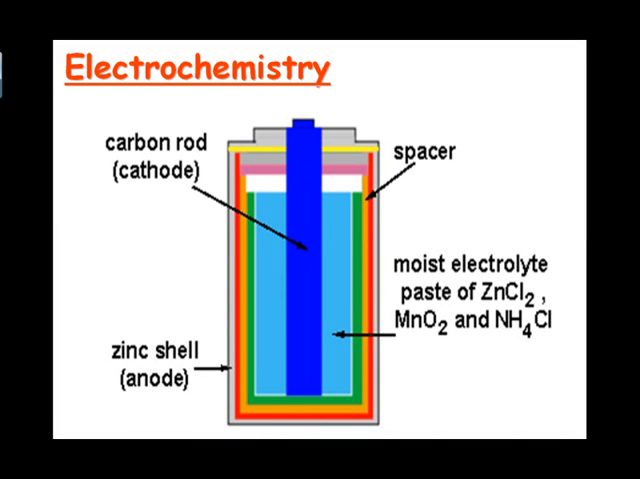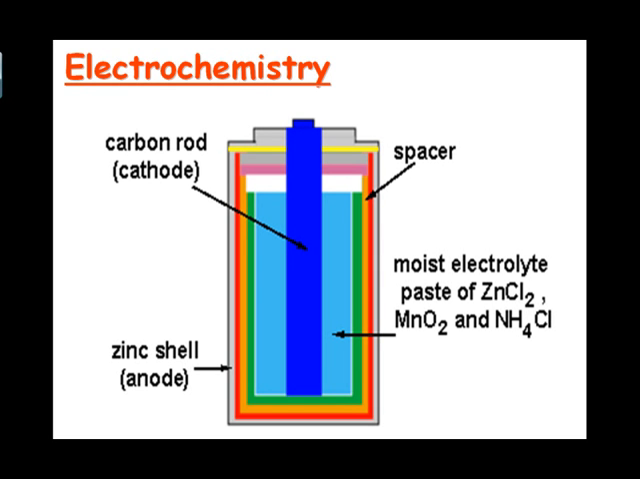Electrochemistry deals with the formation of an electrical current by chemical means, and as you can see on the screen here, there is a battery. This is what your typical alkaline battery looks like. There is a cathode and an anode, and then an electrolyte which allows the current to pass through.